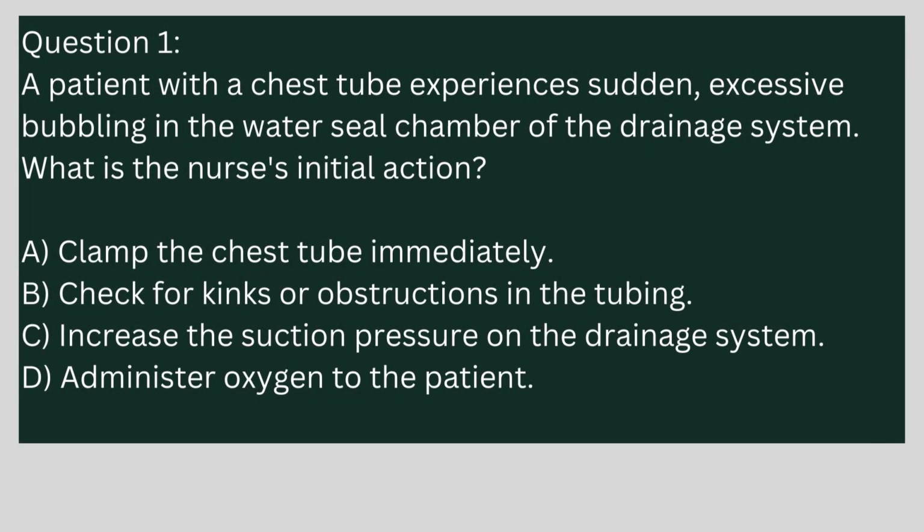Question 1. A patient with a chest tube experiences sudden, excessive bubbling in the water-sealed chamber of the drainage system. What is the nurse's initial action? A. Clamp the chest tube immediately. B. Check for kinks or obstructions in the tubing. C. Increase the suction pressure on the drainage system. D. Administer oxygen to the patient.